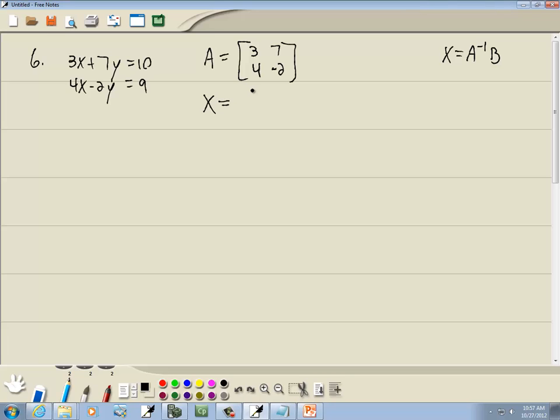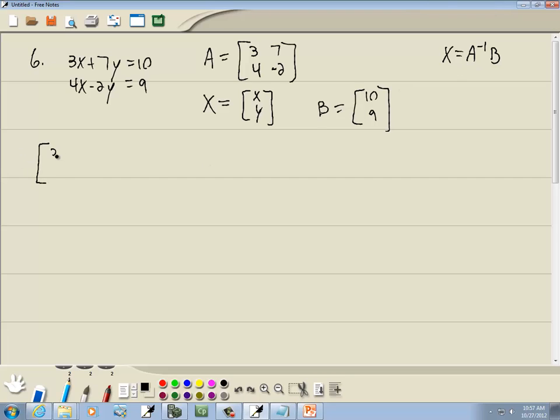And our capital X, that's our variables. So that'd be X, Y. And then B will be our numbers on the right side, which will be 10, 9. So again, that's how you identify those three. Now to find our answers, we have to have B, which we got, and we have to find the inverse of A. So let's do that first.